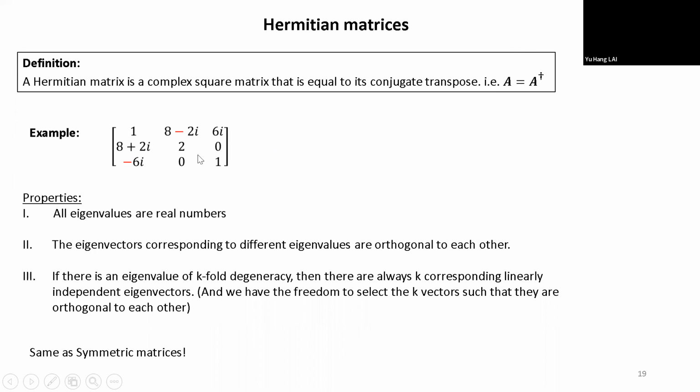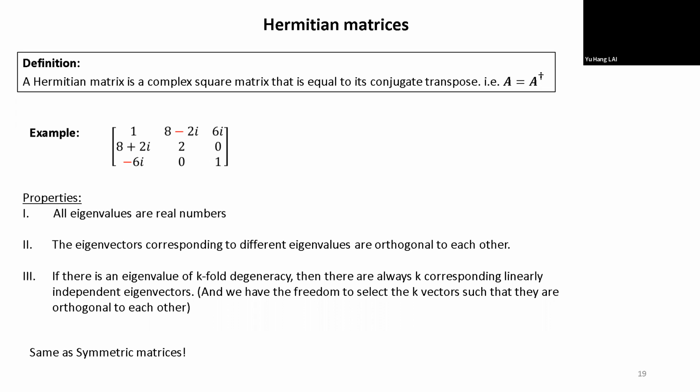This is an example. You can see that this is not a symmetric matrix, because this number is not equal to this number, and this number is not equal to this number. But this is actually a Hermitian matrix, because if you take the transpose and then take the complex conjugate of all the elements, you can easily see that it equals the matrix itself.